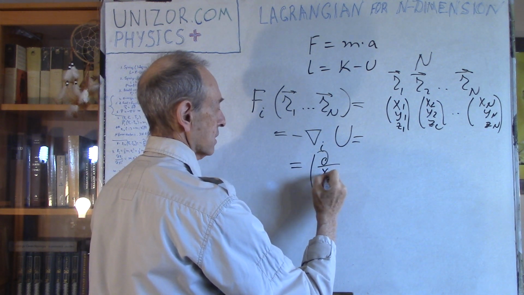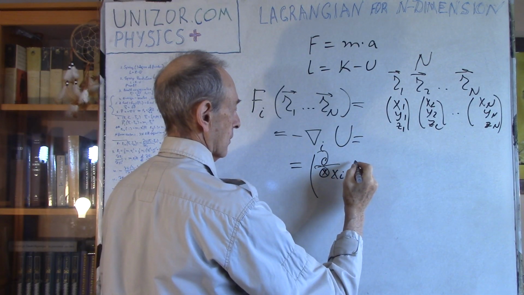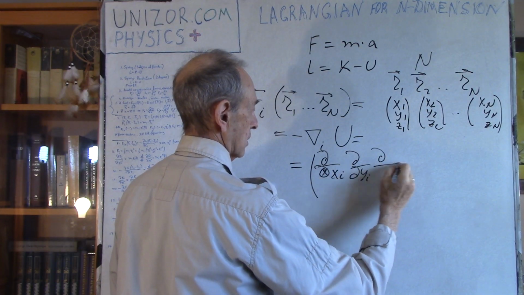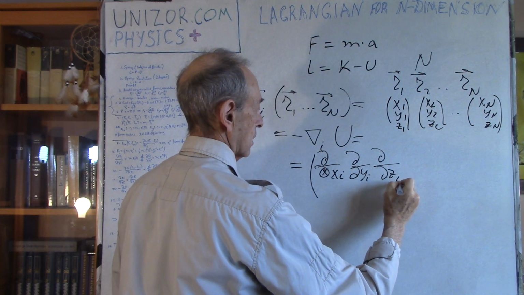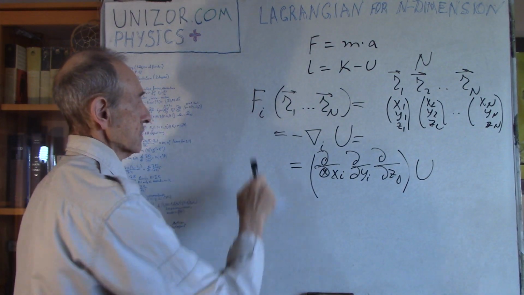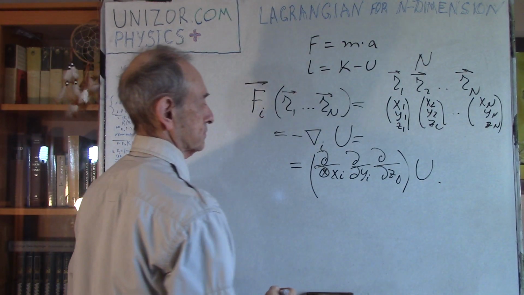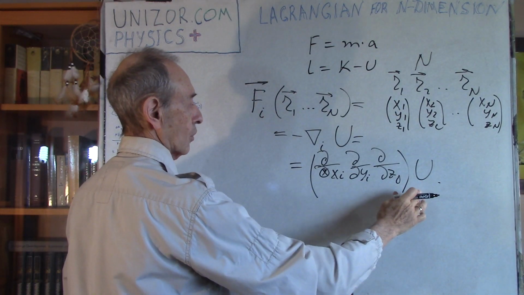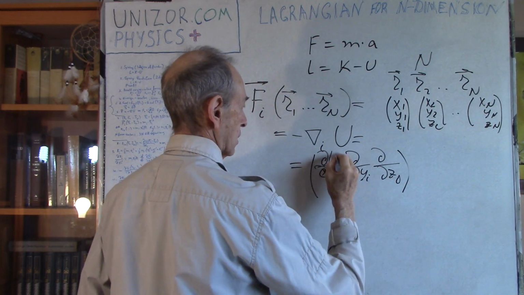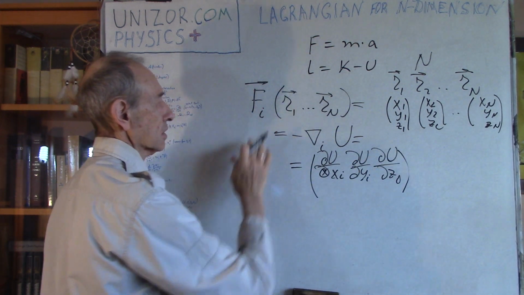Now, what it means is nabla i is a vector. It is d by dx i, d by dy i, and d by dz i of the potential. So this is the vector of 3 components. Well, I probably can just write it this way. I'll put it here, and here. So this is the vector. 3 components here, 3 components there.